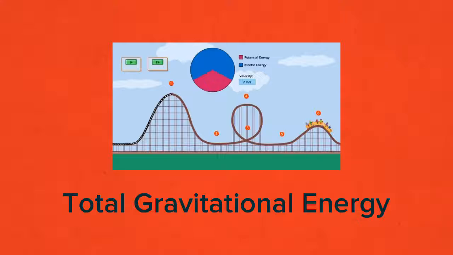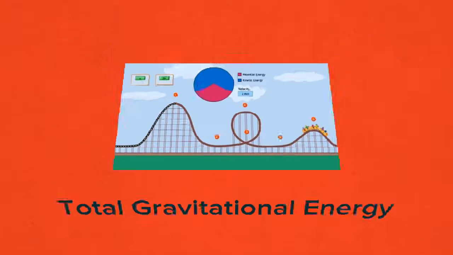In this picture, the pie graph shows the kinetic energy is the blue and the potential energy is the pink. The entire pie, all as one thing, would be the total gravitational energy.